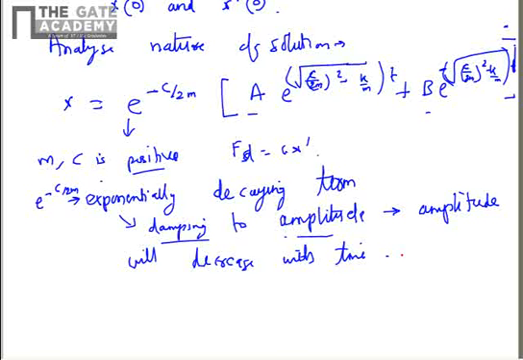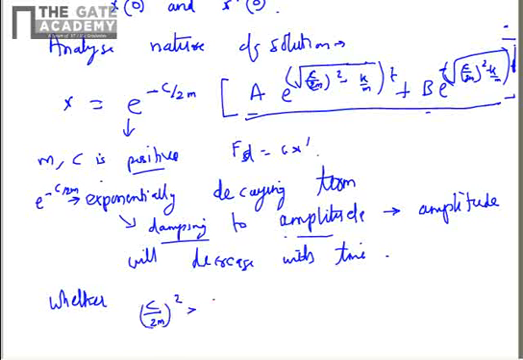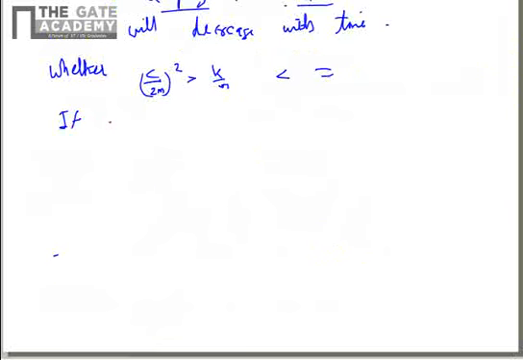Now, what is the nature of the exact solution that we have? For that, we have to analyze the quantity within the brackets. So the nature of e to the power this quantity, that is (c by 2m) whole square minus k by m, will depend on whether (c by 2m) whole square is greater than k by m, smaller than k by m, or equal to k by m.